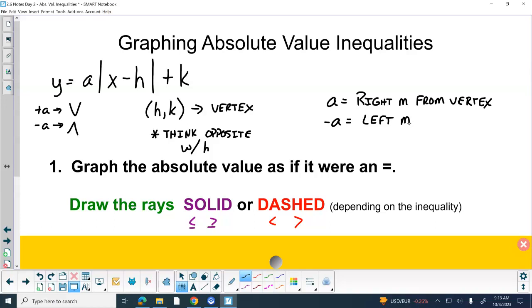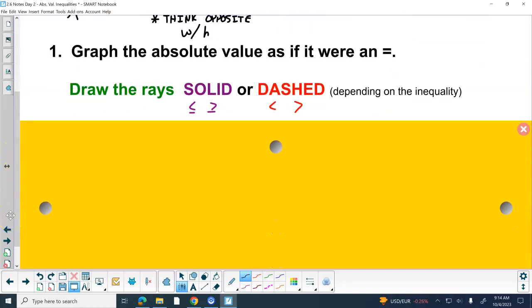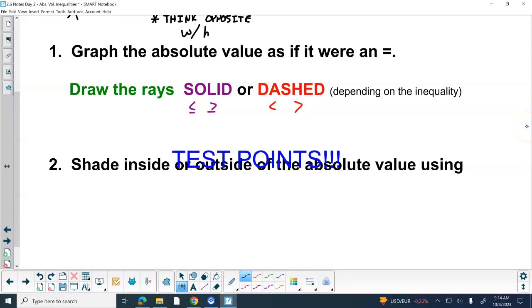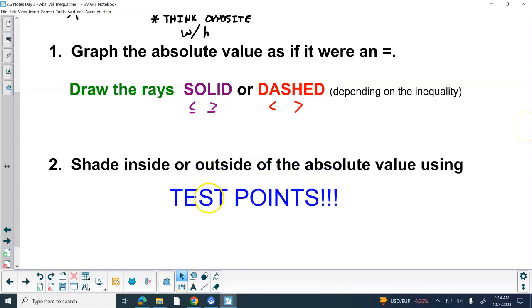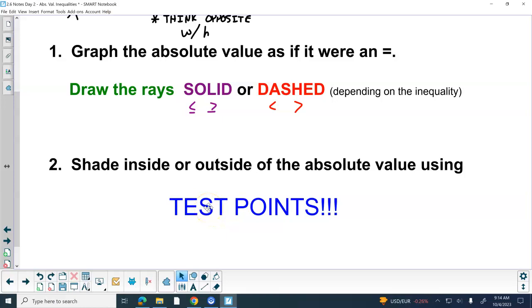Okay? Then, after you get it graphed, solid or dashed, just like with a line, we have got to shade using a test point. Now, though, instead of being on one side or the other of a line, you're either going to be inside your V or you're going to be outside. Okay? So it's an inside, outside type of thing. Okay?